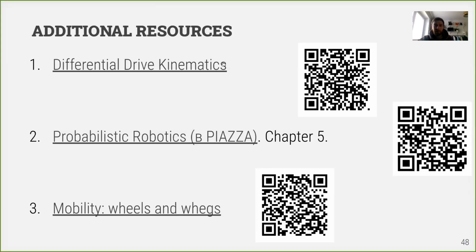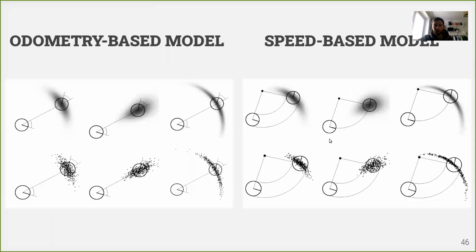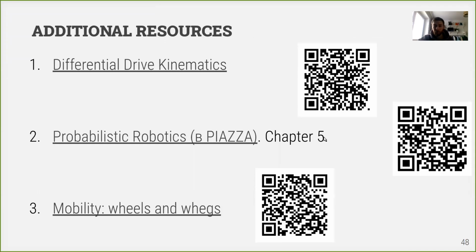As usual, you have some additional resources to read. The first one is on differential drive kinematics. The second one is chapter 5 from Probabilistic Robotics, which you can find in Piazza. Chapter 5 is dedicated to motion models, so many pictures on these slides, these ones for example, are from this chapter. I suggest you read it because it has a more rigorous explanation of what is going on here, what probabilistic motion models are, and why we need them.